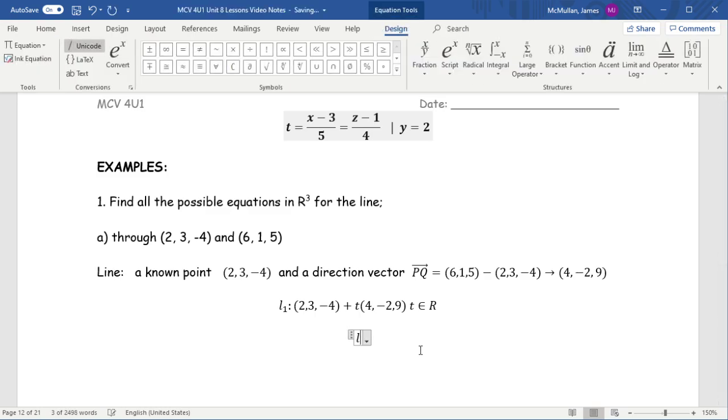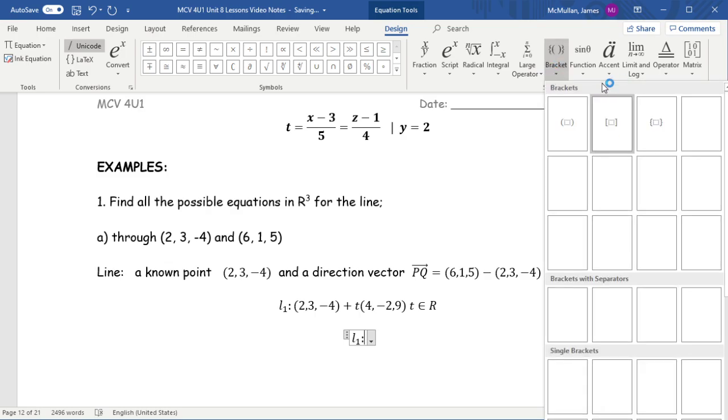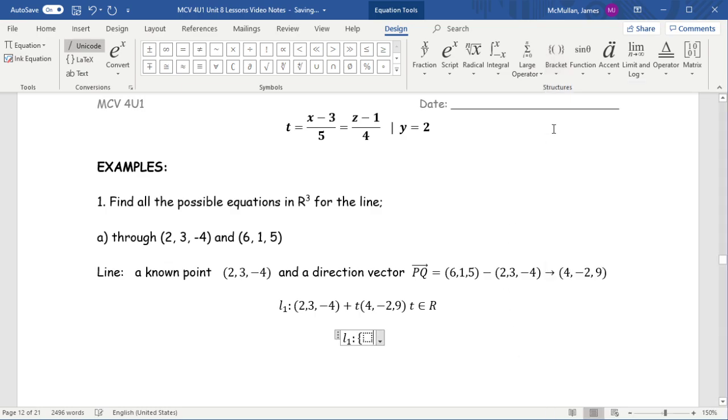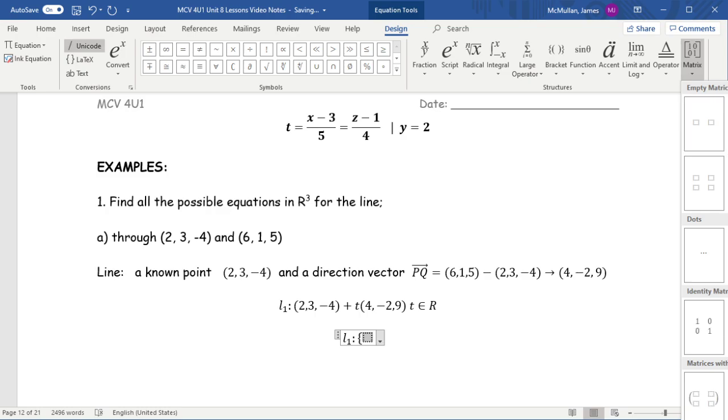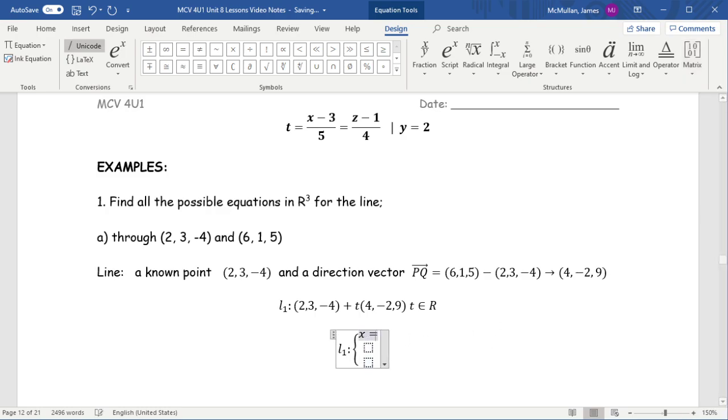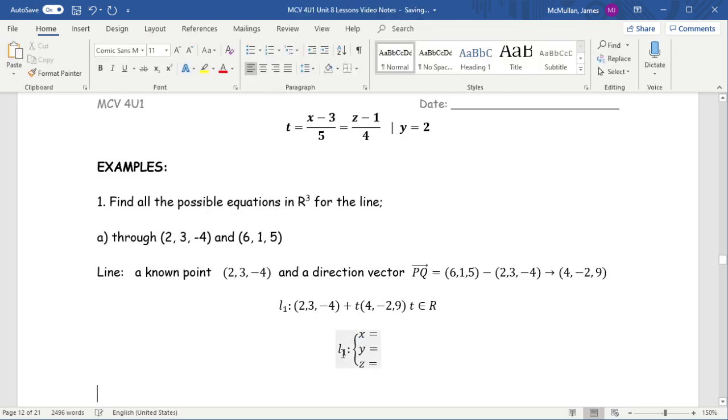Now, to make a parametric equation, what we normally do is this. Okay, so you start a bracket. And then I think you can do this with a matrix on here. And then you give 3 for each. So x equals, y equals, z equals, right? So that's just how I would like to see the parametric equation written.